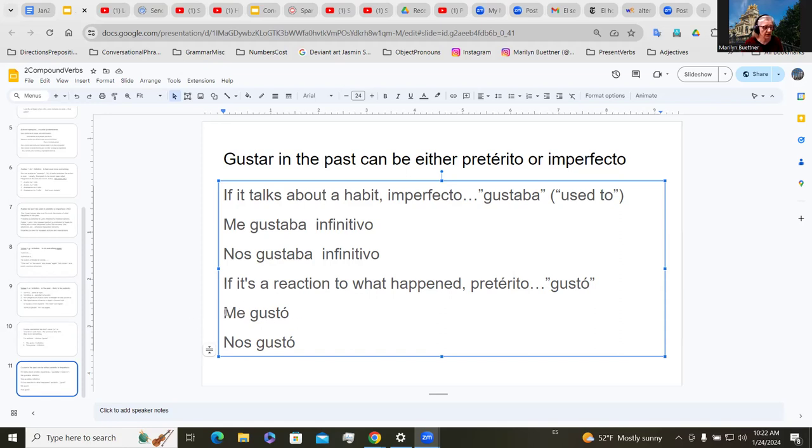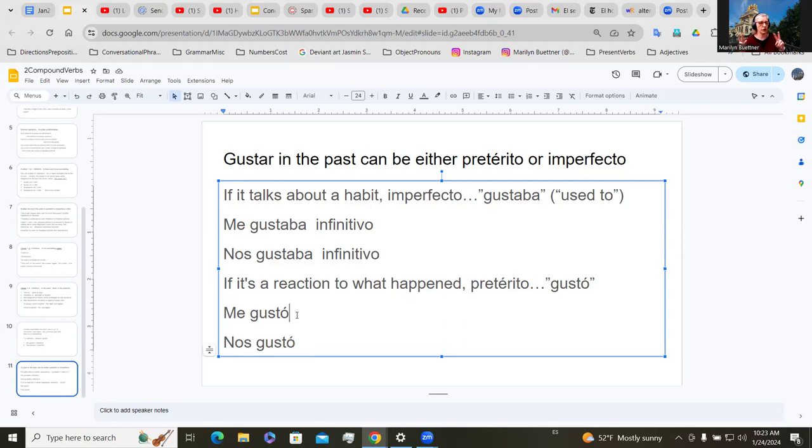You may, on occasion, hear a me gustó. And this is going to be more limited in how you can use it with a verb. Not super limited if you're looking at things as opposed to verbs, okay? But more limited when combining it with a verb. Me gustó, porque es pretérito, indica una reacción que pasó inmediatamente. It's going to talk about a reaction that you had right after doing something.